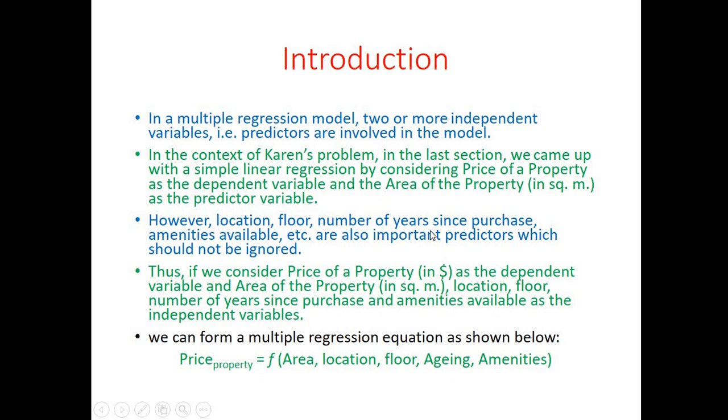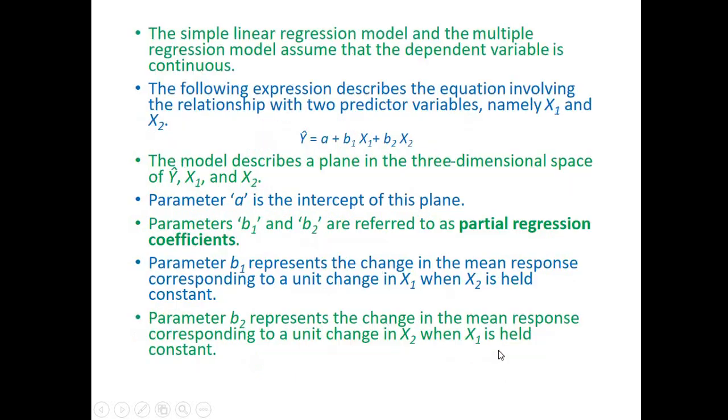However, the location, floor, number of years since construction, and amenities available are important predictors which are not at all included in that model. Thus, if we consider the price of the property as the dependent variable and area of the property, location, floor, number of years since purchase, and amenities available as the independent variables, then the multiple regression equation becomes as follows. The price of the property is equal to a function of area, location, floors, aging, and amenities. The simple linear regression model and the multiple linear regression model assume that the dependent variable is continuous.